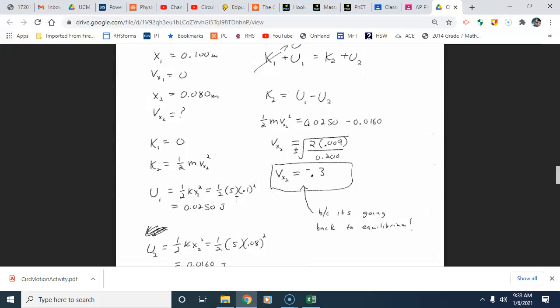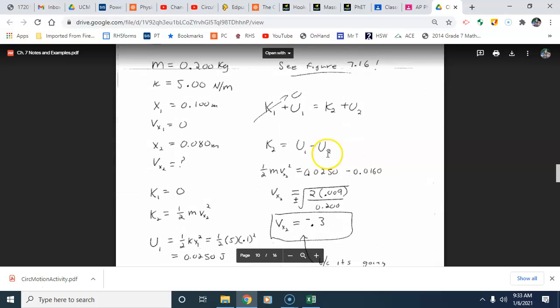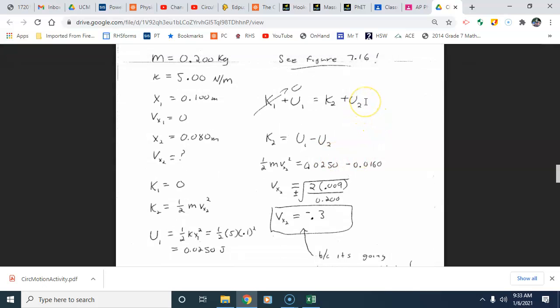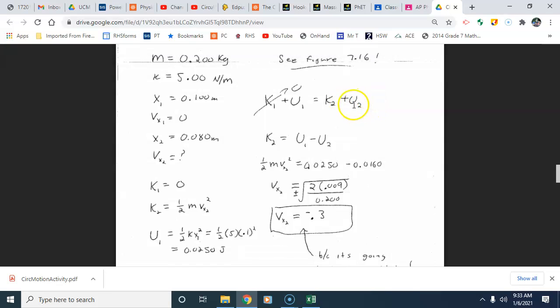If it doesn't, that must mean there was other work involved or I made a mistake. Okay, so on the right side of the equation, since the spring is still pulling through the 0.08 position 2, it still has some elastic potential, and it's moving through it, so both of those exist in position 2. Neither one of them is 0. So I solve this equation for K2, because my goal is to solve for V2, and V2 is within the formula for K2, right?